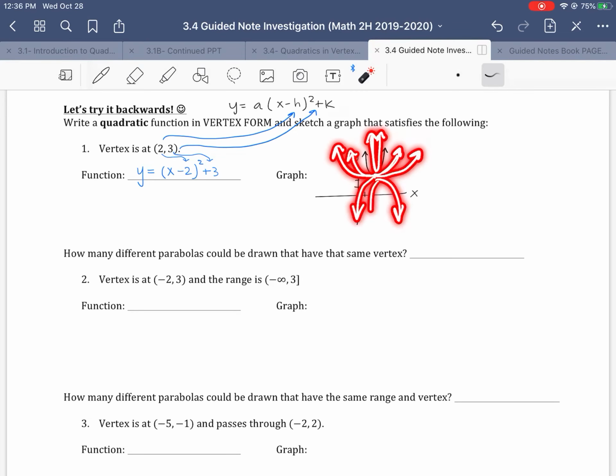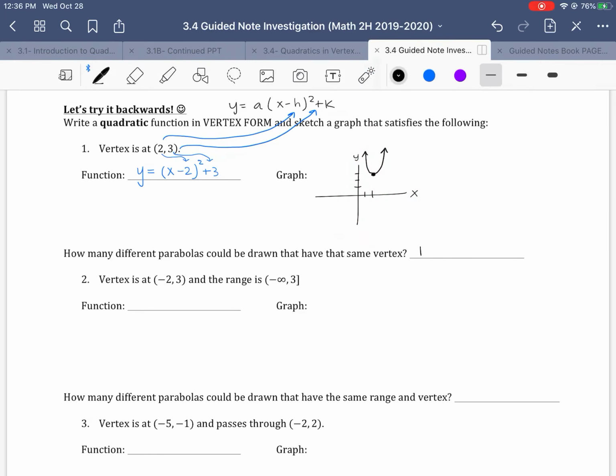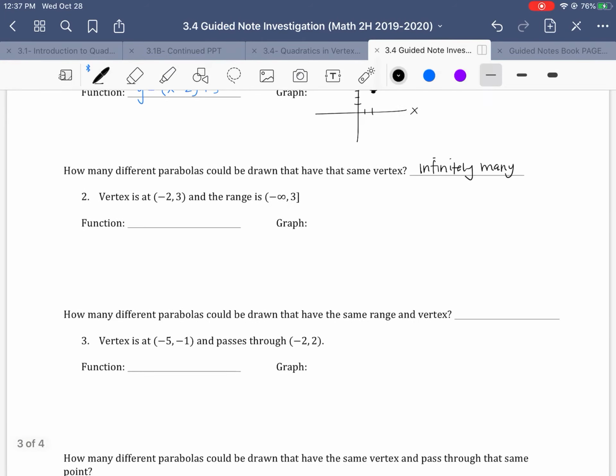We could flip some over and draw some here. We could stretch them down here. They all have the same vertex, right there. So there are actually infinitely many parabolas that we could draw through that same vertex.